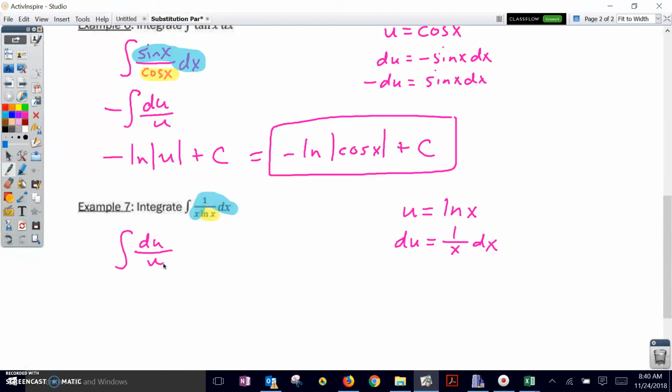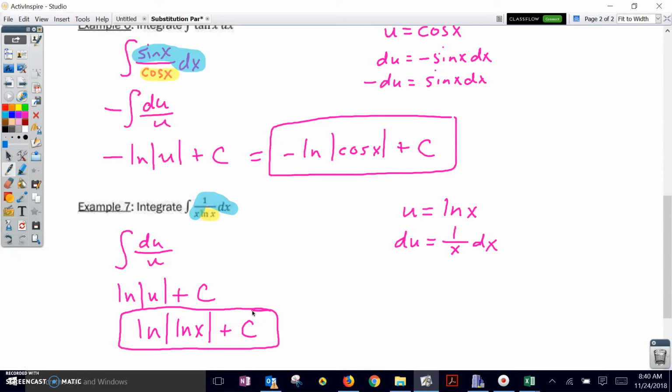And that I can find the antiderivative of. It's natural log of the absolute value of u plus c. And so my integral of the original, bringing my u back, that's going to be the natural log of the absolute value of the natural log of x plus c. And that's something that if I take the derivative of it gives me 1 over x natural log of x dx. Alright, that's the end of this video and the end of this lesson.